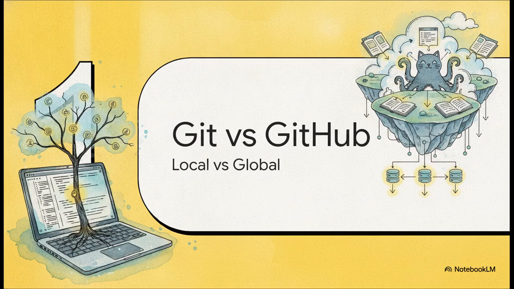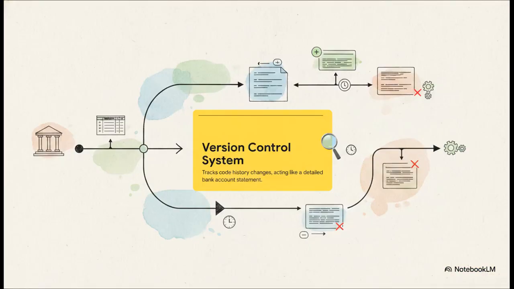Okay, let's kick things off with our first big topic, the difference between the local tool and the global stage. Before we can even define what Git is, we have to understand the concept of a version control system, or VCS. The best way to think about a VCS is to imagine a highly detailed bank account statement. Your bank statement meticulously tracks every single credit, every debit, and the exact timestamp a transaction happened, right? A version control system does the exact same thing, but for your code. It tracks precisely when a file was added, when a line of code was deleted, or when a specific feature was modified. It gives you a complete, flawless history of your entire project.